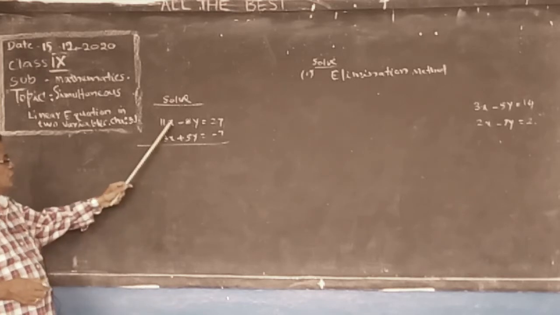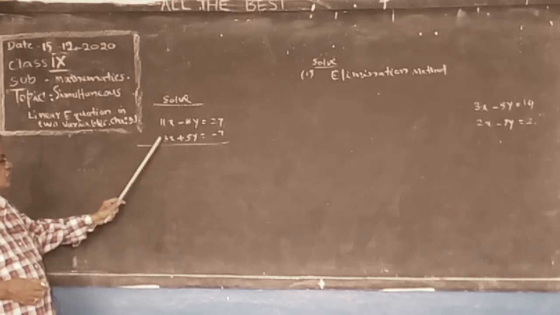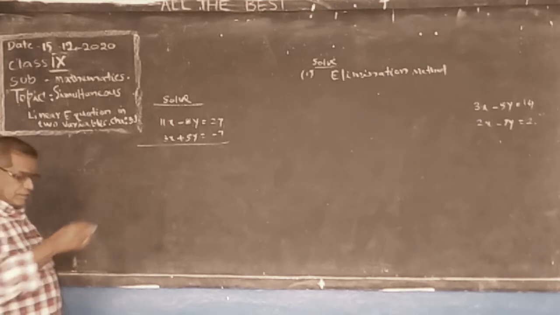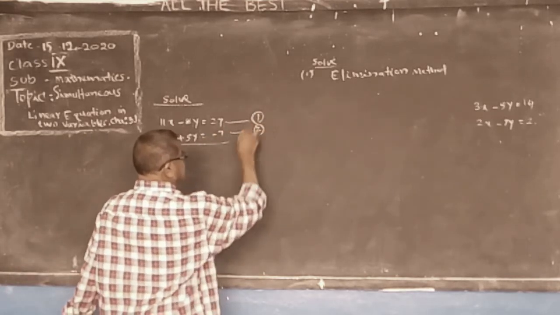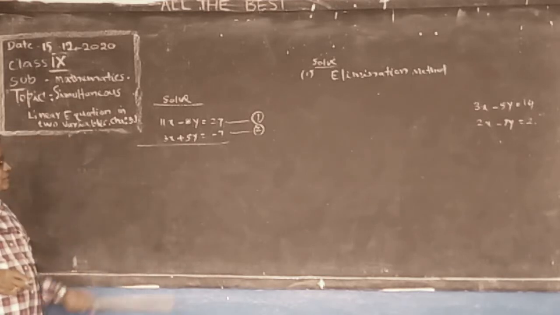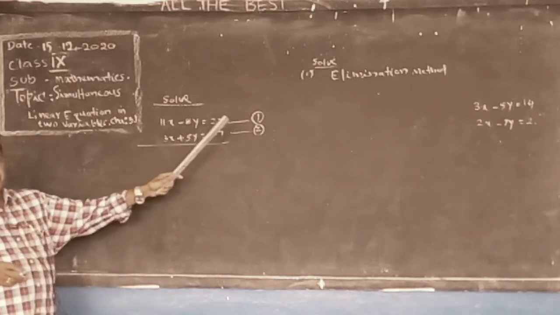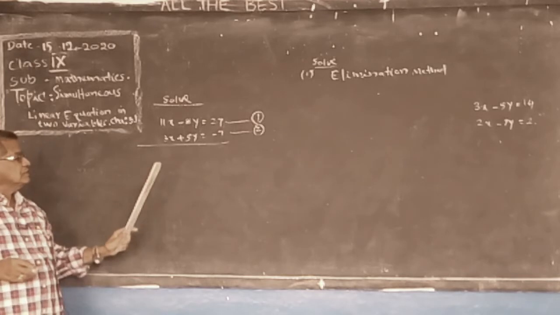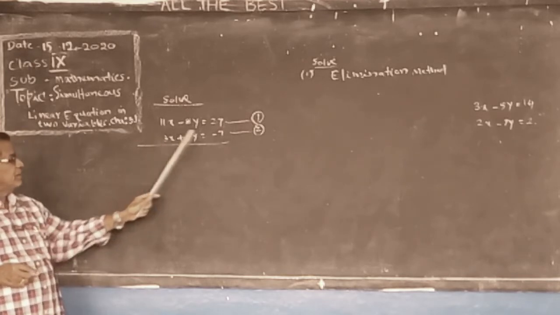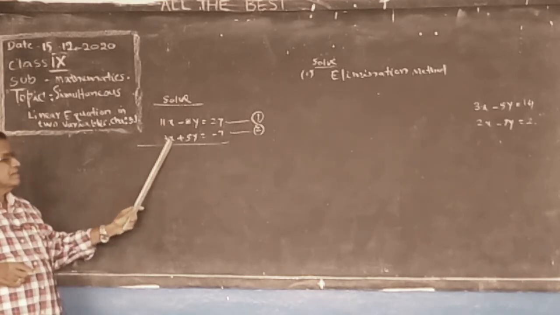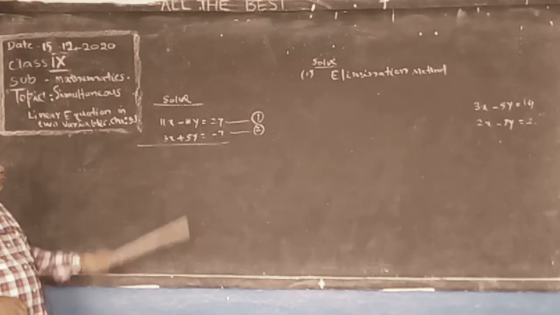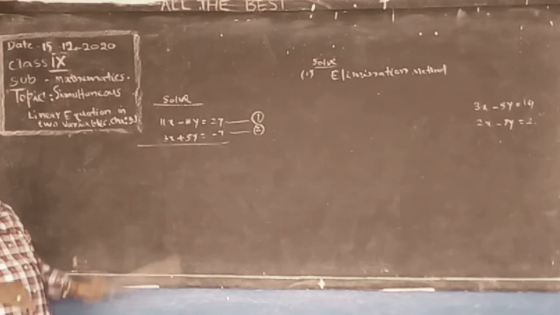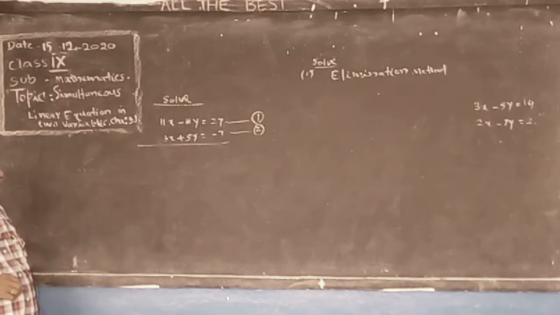Here the coefficient of x is 11, and the coefficient of x is 3. This is the first equation and this is the second equation. The first equation is multiplied by 3, it becomes 33. The second equation is multiplied by 11, because the coefficient is 11. 3 11s are 33. Then both are equal, then we can eliminate.